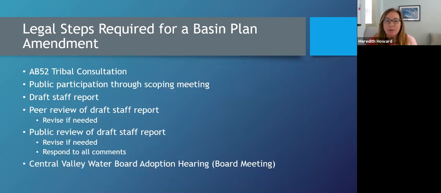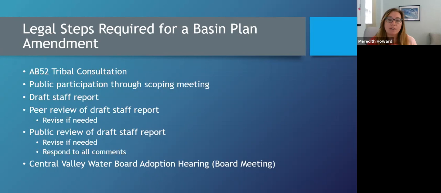There's a lot of legal steps required for a basin plan amendment, which is what these will be. And as Elizabeth stated earlier, we haven't actually started this project yet. We're basically doing some scoping and trying to think through what this would be, what it would look like.